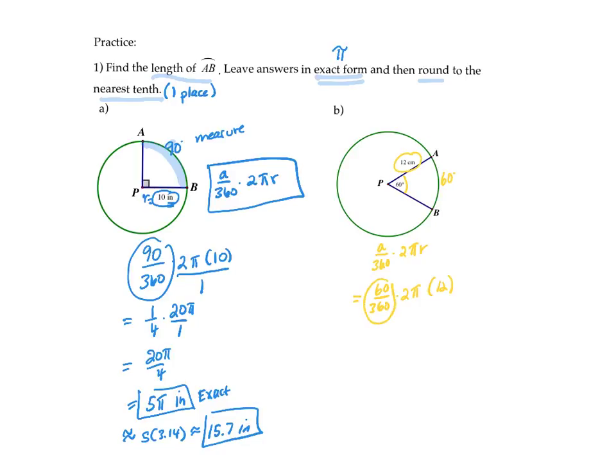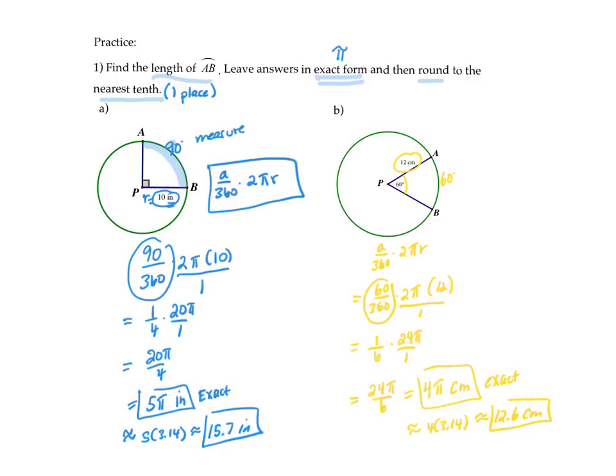Reduce your fraction, and again this reduces nicely. 60 divided by 360 reduces to 1 over 6. 2 times pi times 12 would simplify to 24 pi, and put it over 1. Multiply across the numerator to get 24 pi, and across the denominator to get 6. Reduce it to 4 pi centimeters. Again, that's the arc length in its exact form. And then use either the pi key on your calculator or 4 times 3.14 to get the approximate answer. When you do, you should come out with 12.6 centimeters.